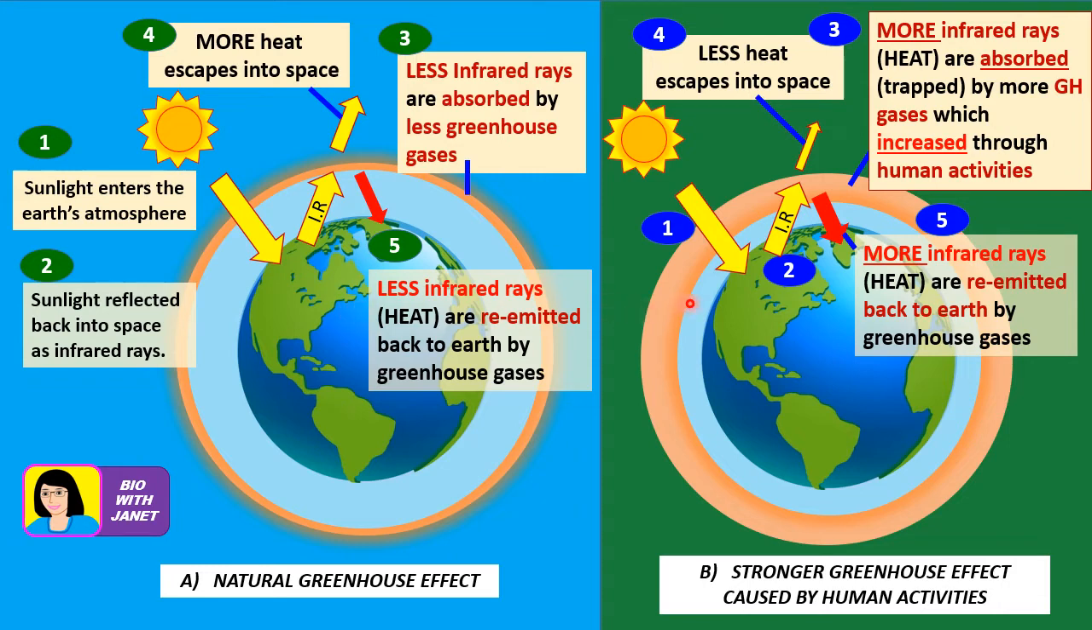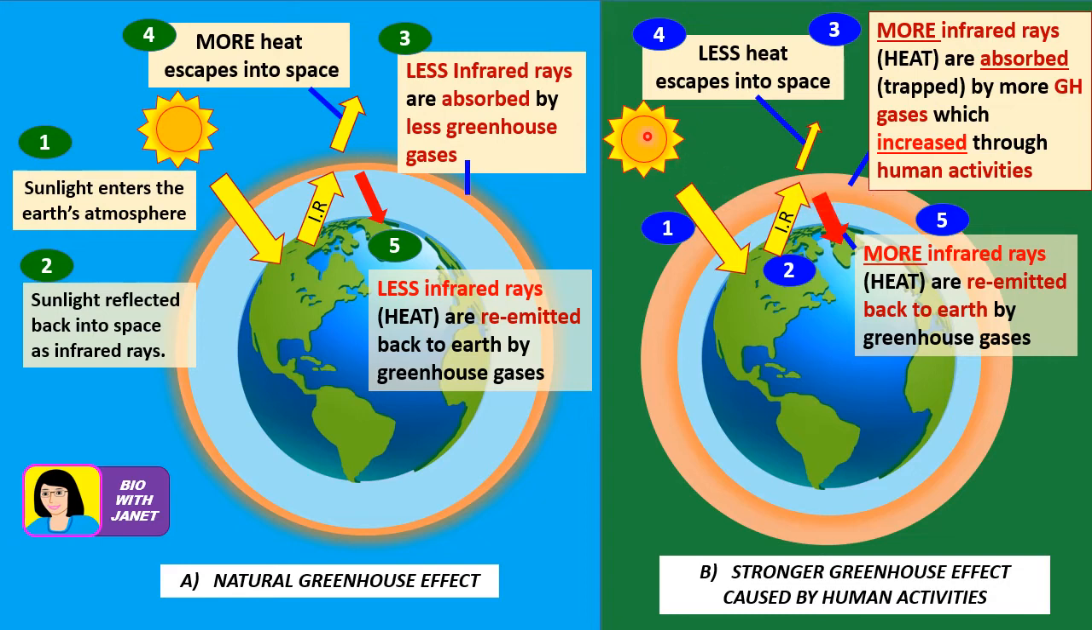But things have changed, all right, because of human activities in the past decades. So there's now a stronger greenhouse effect, meaning that the layer of greenhouse gases here, the orange layer, is thicker now, or there's a higher concentration of greenhouse gases now, due to human activities such as burning of fossil fuels that release carbon dioxide into the atmosphere, right?